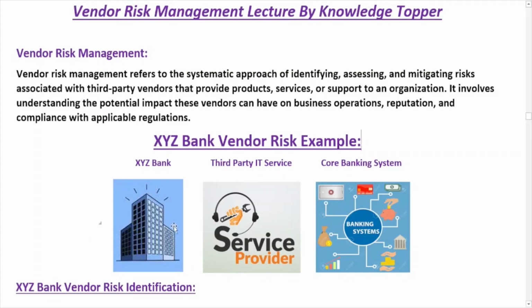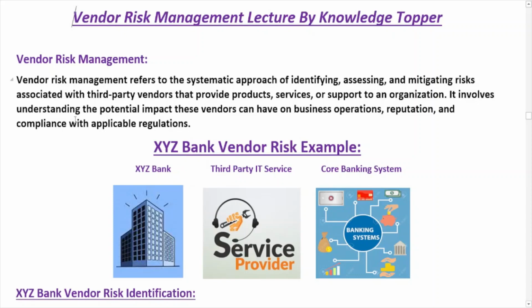Let's understand this vendor risk management concept with the help of an example. Suppose there is a bank, a financial institution named XYZ Bank. We all know that banks rely on a third party IT services provider to manage their core banking system. So we assume the same in our case: XYZ Bank relies on a third party IT services provider to manage its core banking system, which includes customer data, transaction processing, and the digital banking platform as well.